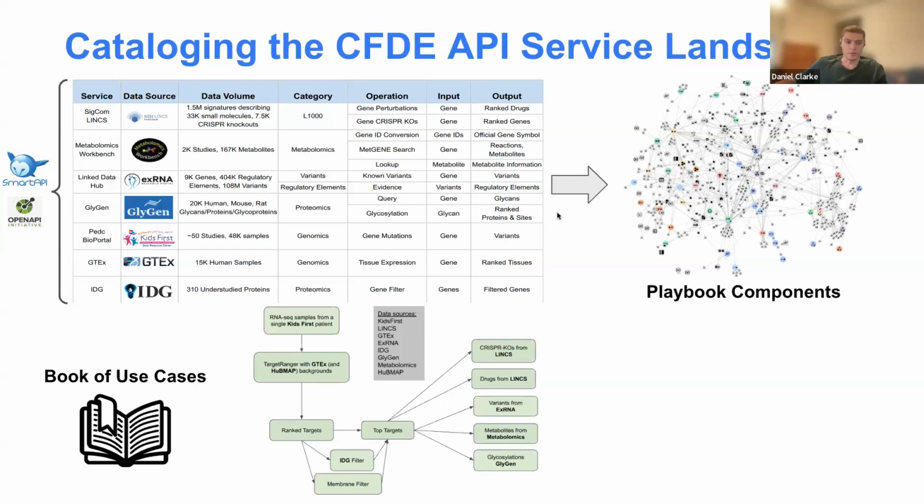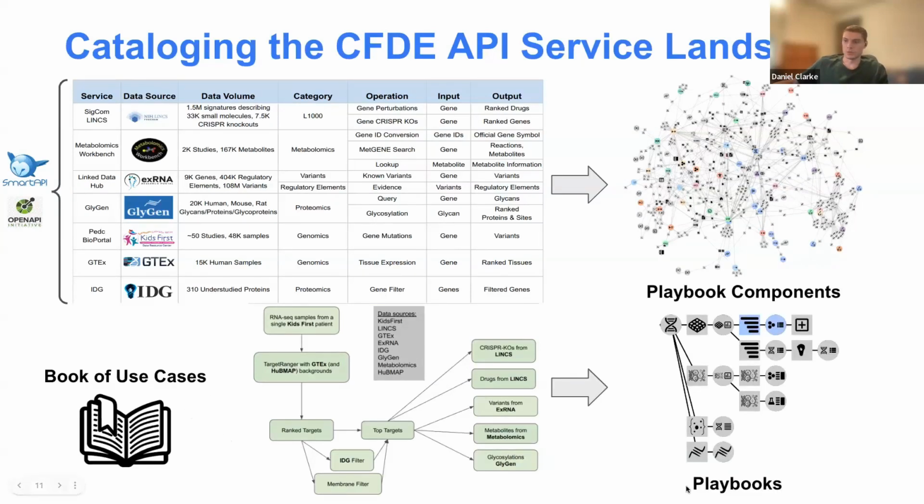And in order to drive the selection and insertion of these different components, we developed a wide range of different use cases that would span data from many of the different sources of programs that are in the ecosystem. And we came up with these types of biological questions we could answer by hopping through them. And each of those use cases we implemented as playbooks on the platform, stepping through these different components.